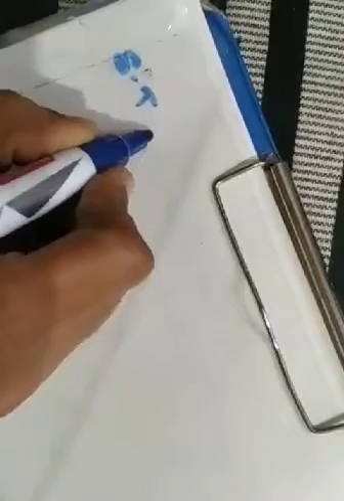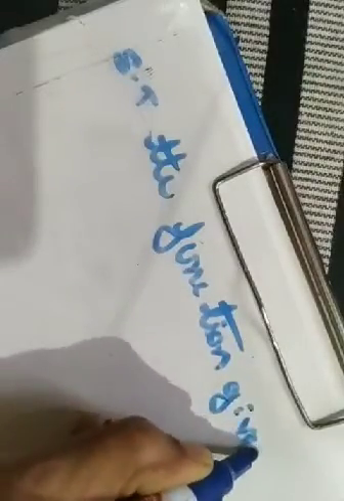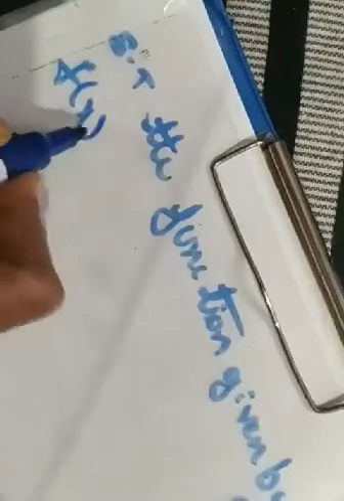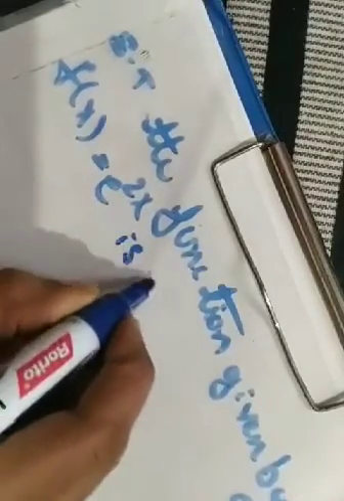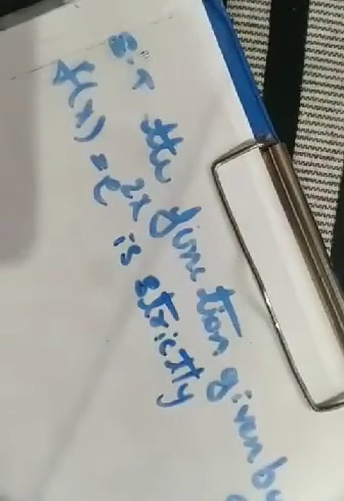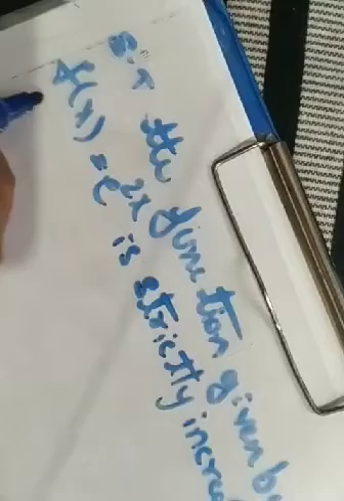Show that the function given by f of x is equal to e raised to 2x is strictly increasing on R. We have to show that it is increasing.